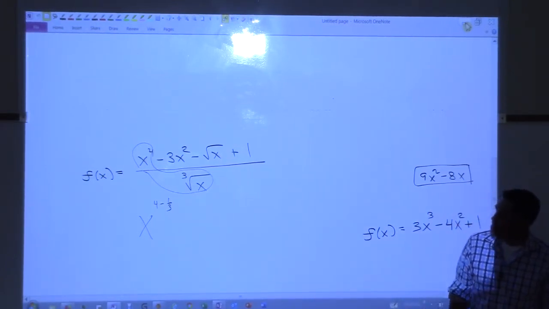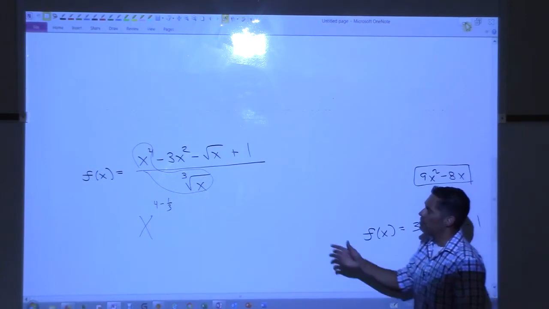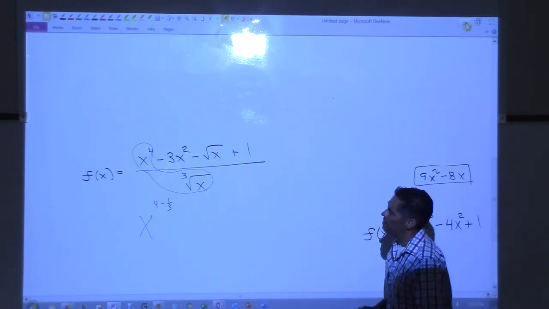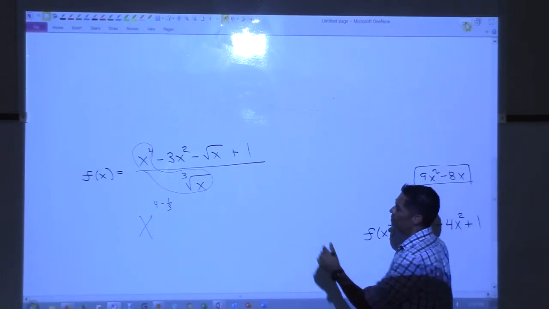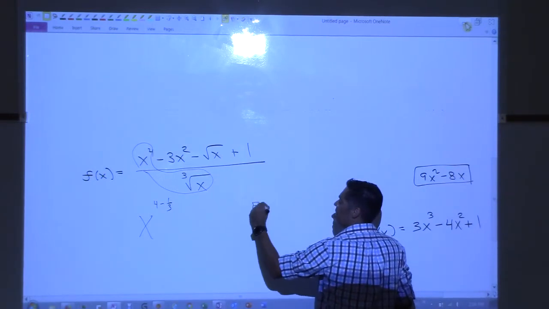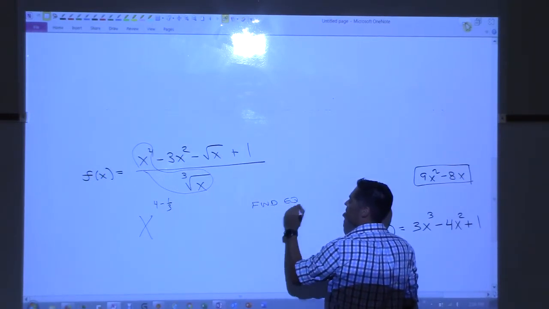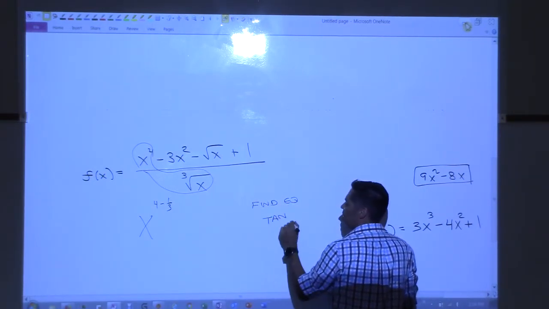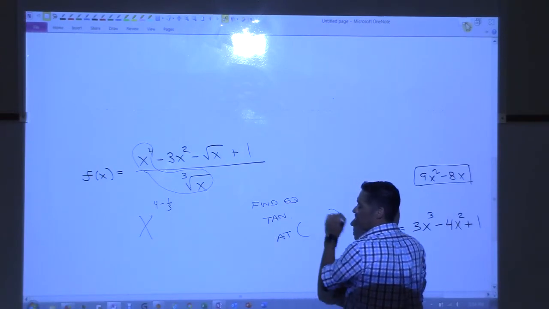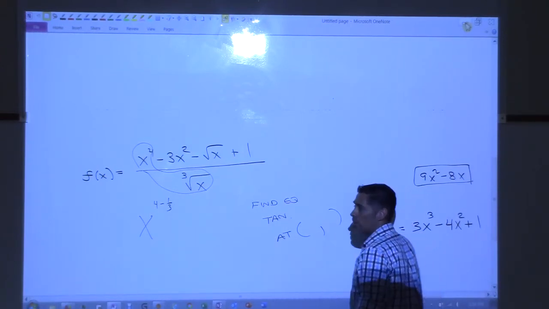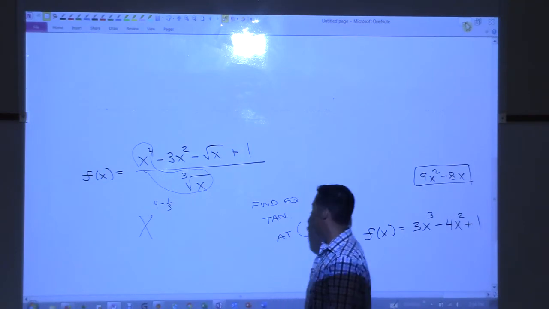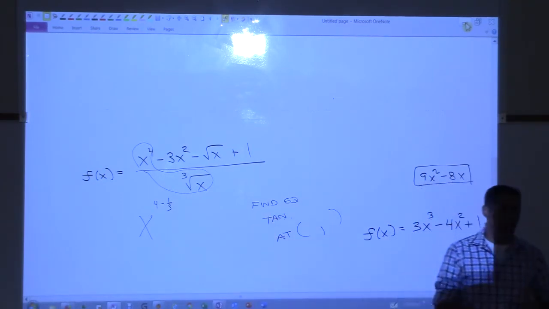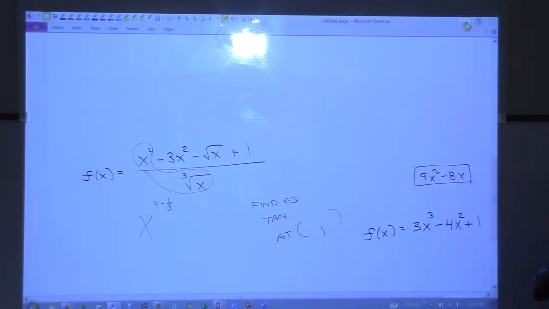I envision on this test a lot of problems where I say find the equation of the tangent line. So I give you, let's say, this function right here, and I say find the equation of the tangent line at, and then I give you a point. So what you have to do first is find the derivative, and then you plug in the x value into it to find the slope, and then you use y minus y1 equals m times x minus x1.